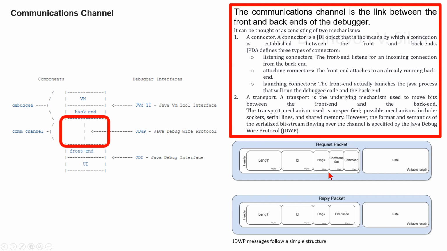Flags. Flags are used to alter how any command is queued and processed, and to tag command packets that originate from the target VM. There is currently one flag bit defined. Future versions of the protocol may define additional flags. 0x80, a reply packet. The reply bit, when set, indicates that the packet is a reply.